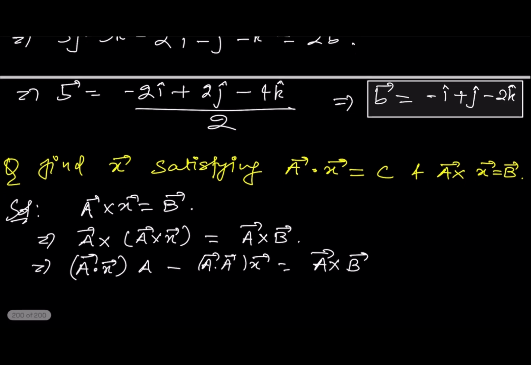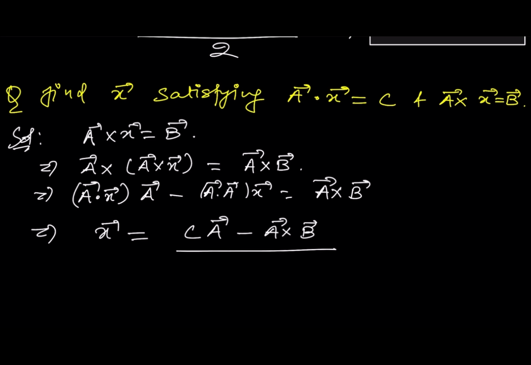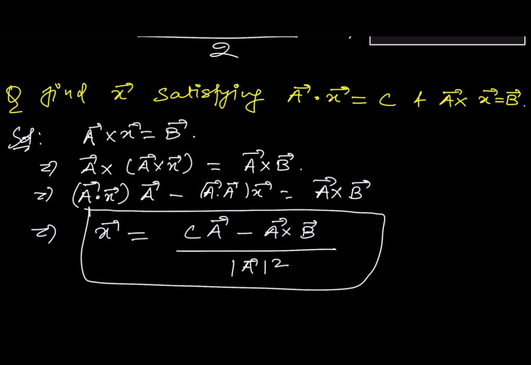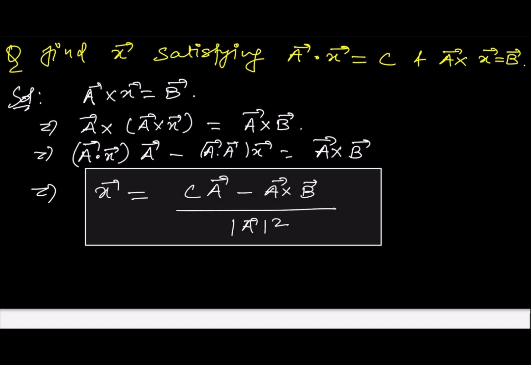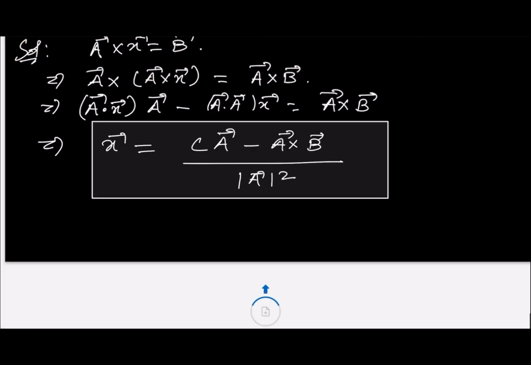So A cross B will remain as it is, and A dot x is C. So x vector will become C A vector minus A cross B on mod of A vector square. This is required vector x, right? Now let's move to next question.